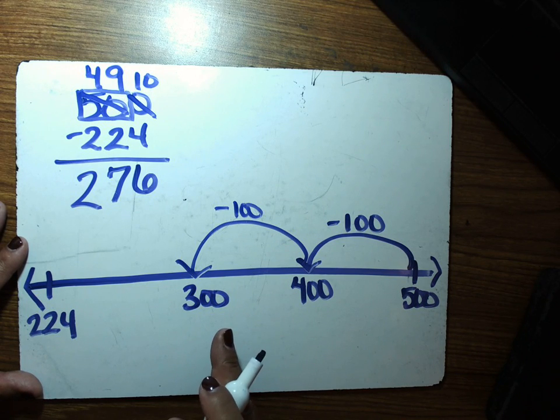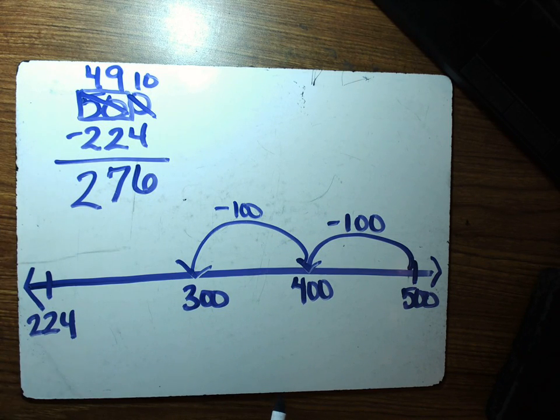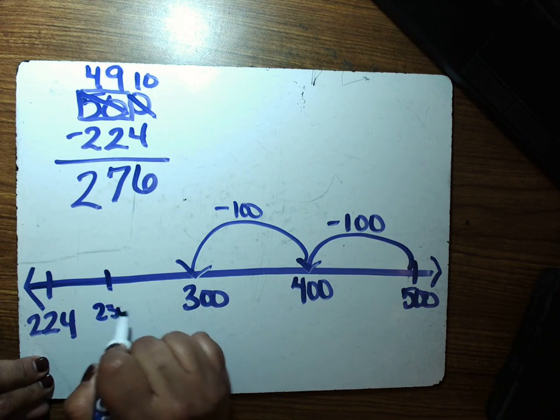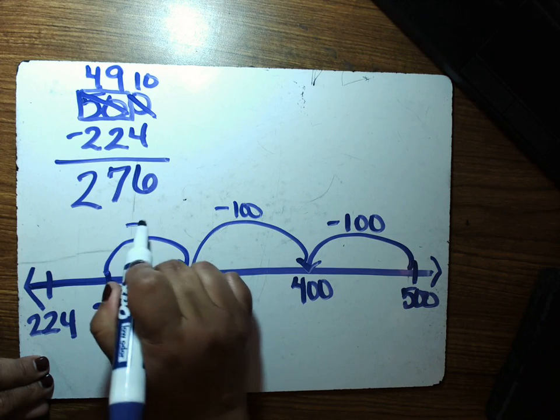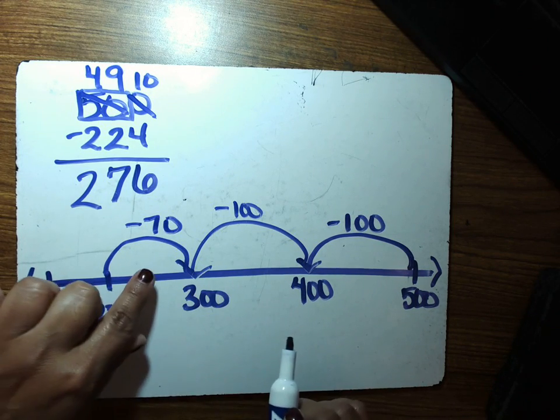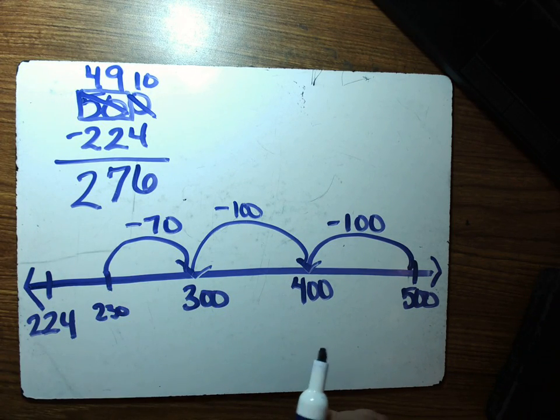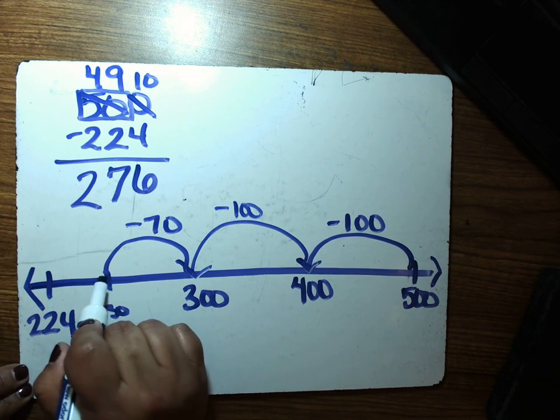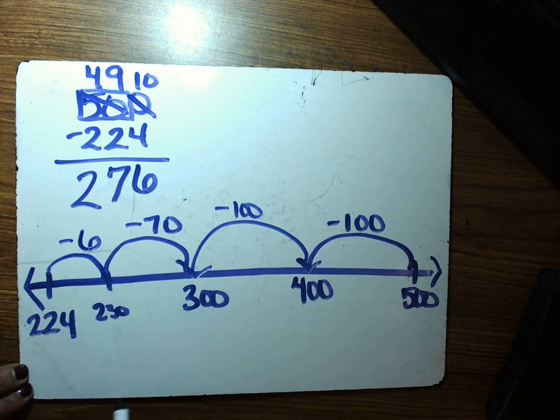Now I'm going to go from 300 to 224. I'm going to try to get as close to 224 as I can with a friendly number. So if I make that again to 230, I know I can subtract 70. And you see how my 70 jump is just not as big as my 100 jumps. And then from 230 to 224, it's just minus 6 to get there.